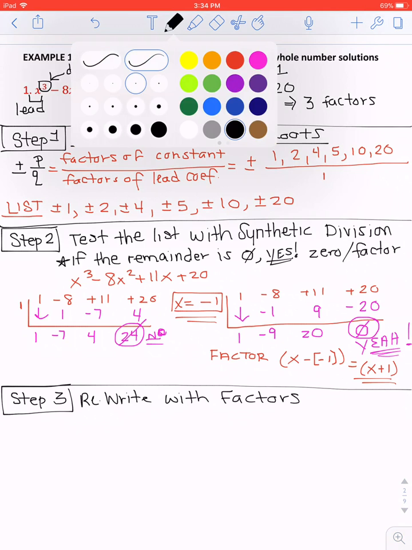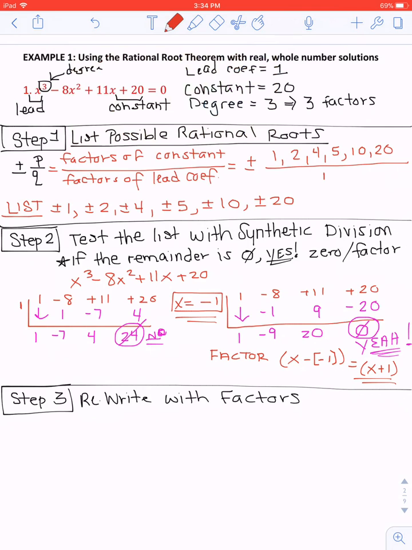So let's see. We have a couple pieces of information. In step 2, we identified this. Since x equaling -1 is a 0, then x plus 1 is a factor.